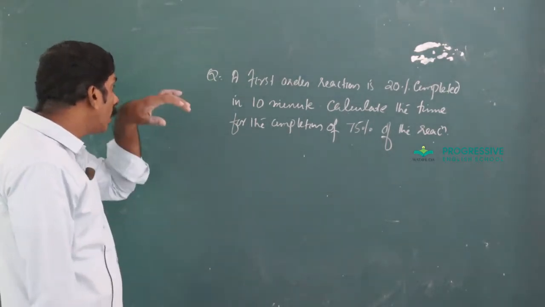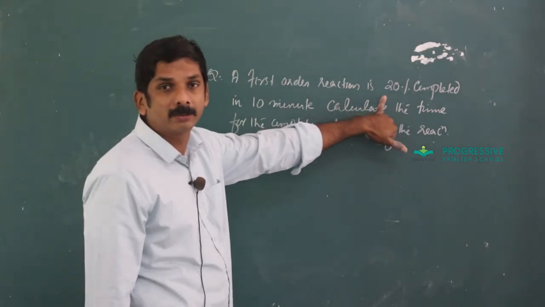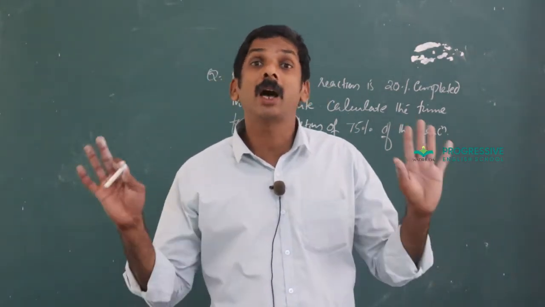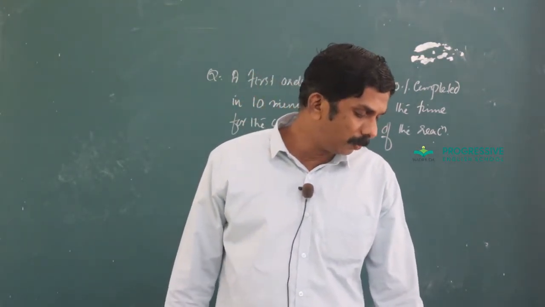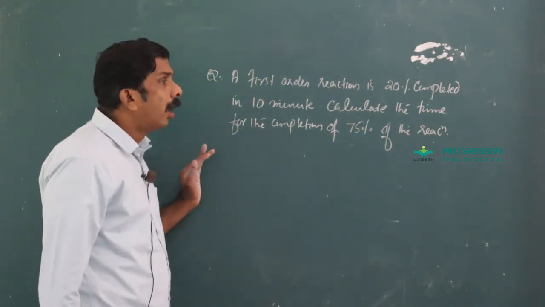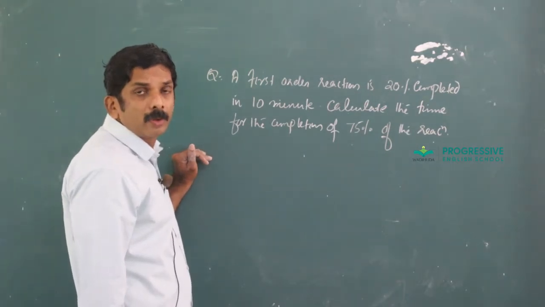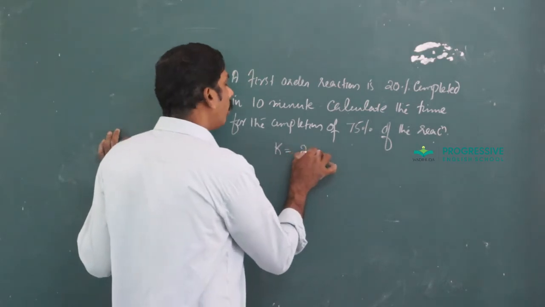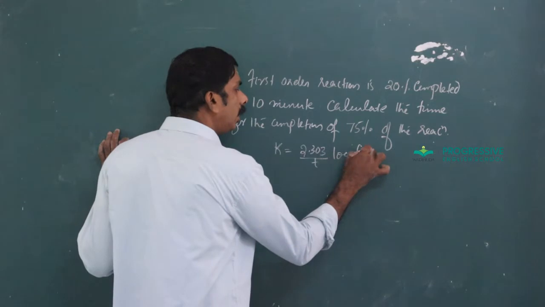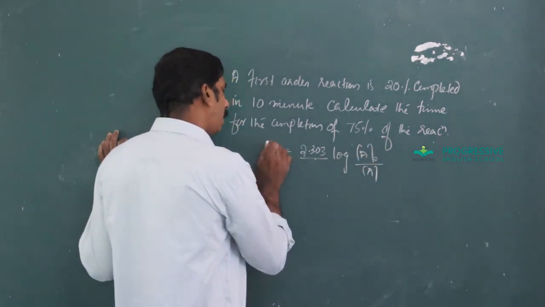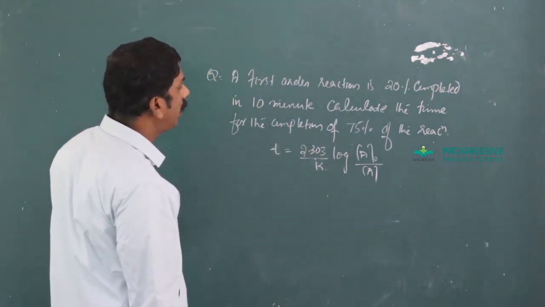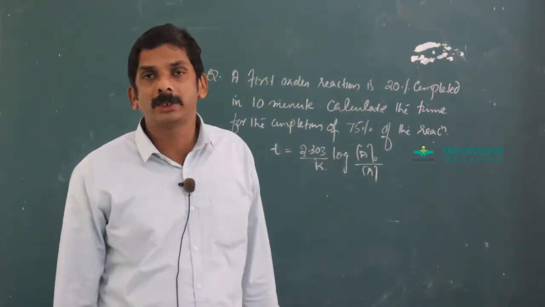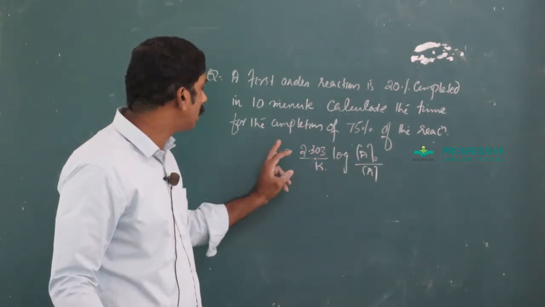Here it is given in terms of percentage. And if the data is given in terms of percentage, then you can take initial concentration as 100%. Then one method you can do: we know that the expression for rate constant of a reaction is K equal to 2.303 by T log A0 by A, or T equal to 2.303 by K log A0 by A. A0 is the initial concentration. A is the concentration after a time T.